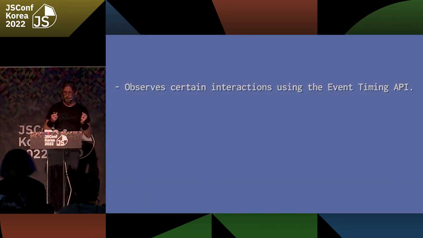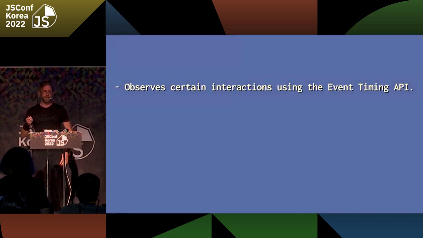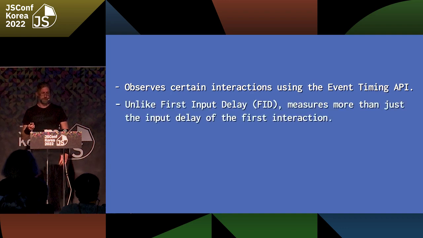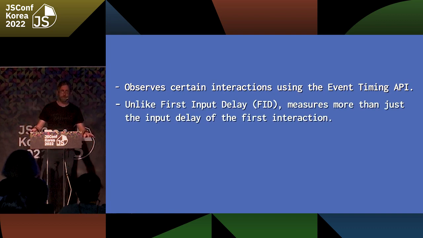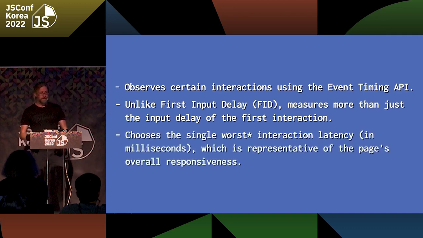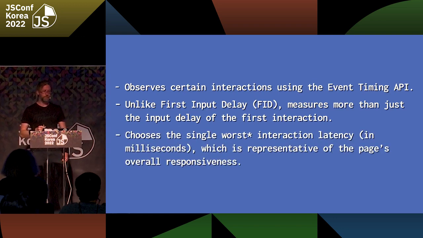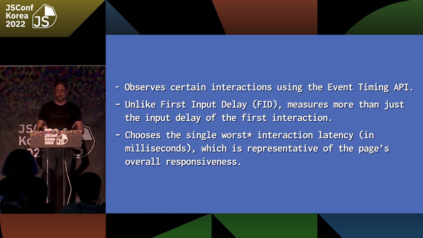INP is a metric that observes certain interactions using the event timing API. This API receives an entry every time the user interacts with the page and contains timings for those interactions. Unlike first input delay, INP measures more than just the input delay of the first interaction. If you don't know what an input delay is, don't worry, we'll get there. And finally, it chooses the single worst interaction, or close to it, which is intended to represent a page's overall interaction latency. It's a bit more complicated than this, so a little bit more on this in a bit.